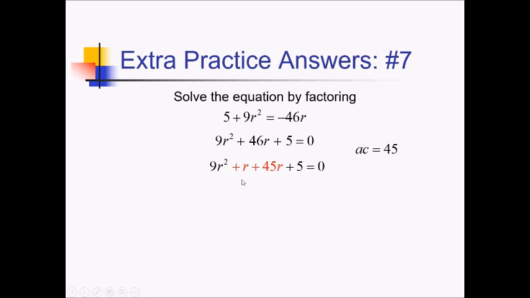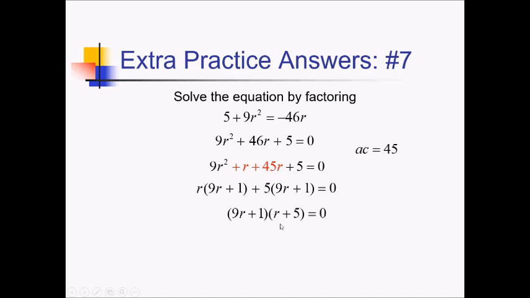So for the first 2 terms, I can take out a common factor of r, leaving me with 9r plus 1. For the second 2 terms, I can take out 5, leaving me with 9r plus 1. And now factoring out the 9r plus 1, that leaves me with another parentheses with an r plus 5 in it.